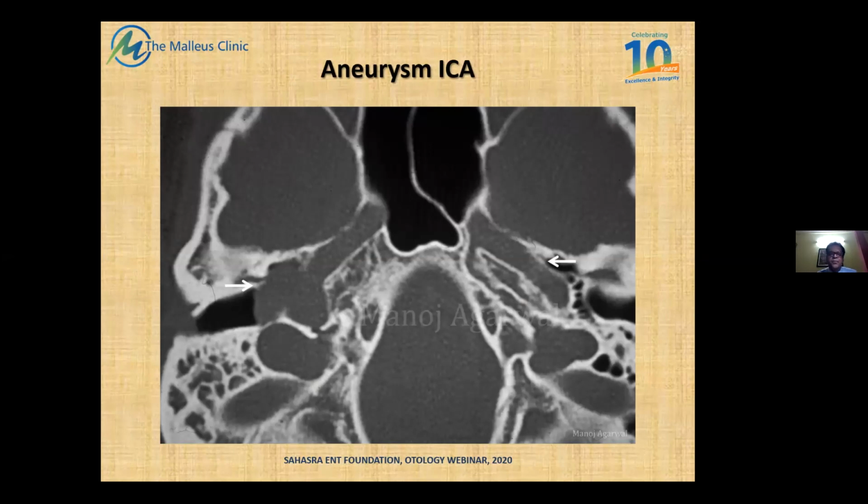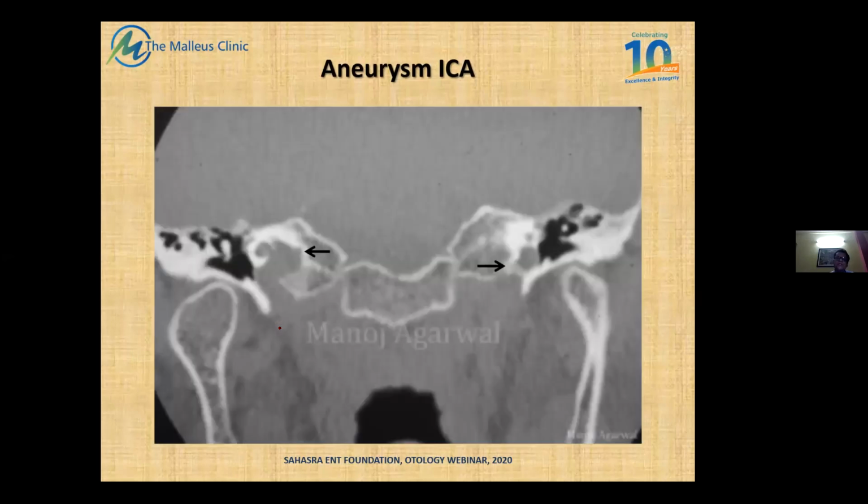Something probably we wouldn't get a chance to see very often, and that is an aneurysm of the internal carotid artery. So this is the right side, this is the left side, this is the horizontal internal carotid artery with the genu, and we can see that not only is the bone missing, we can see a lobulated isointense shadow extending from the carotid artery towards the hypotympanum and towards the mesotympanum. So this is an aneurysm of the internal carotid artery, which had presented as a pulsatile mass in the middle ear cavity.